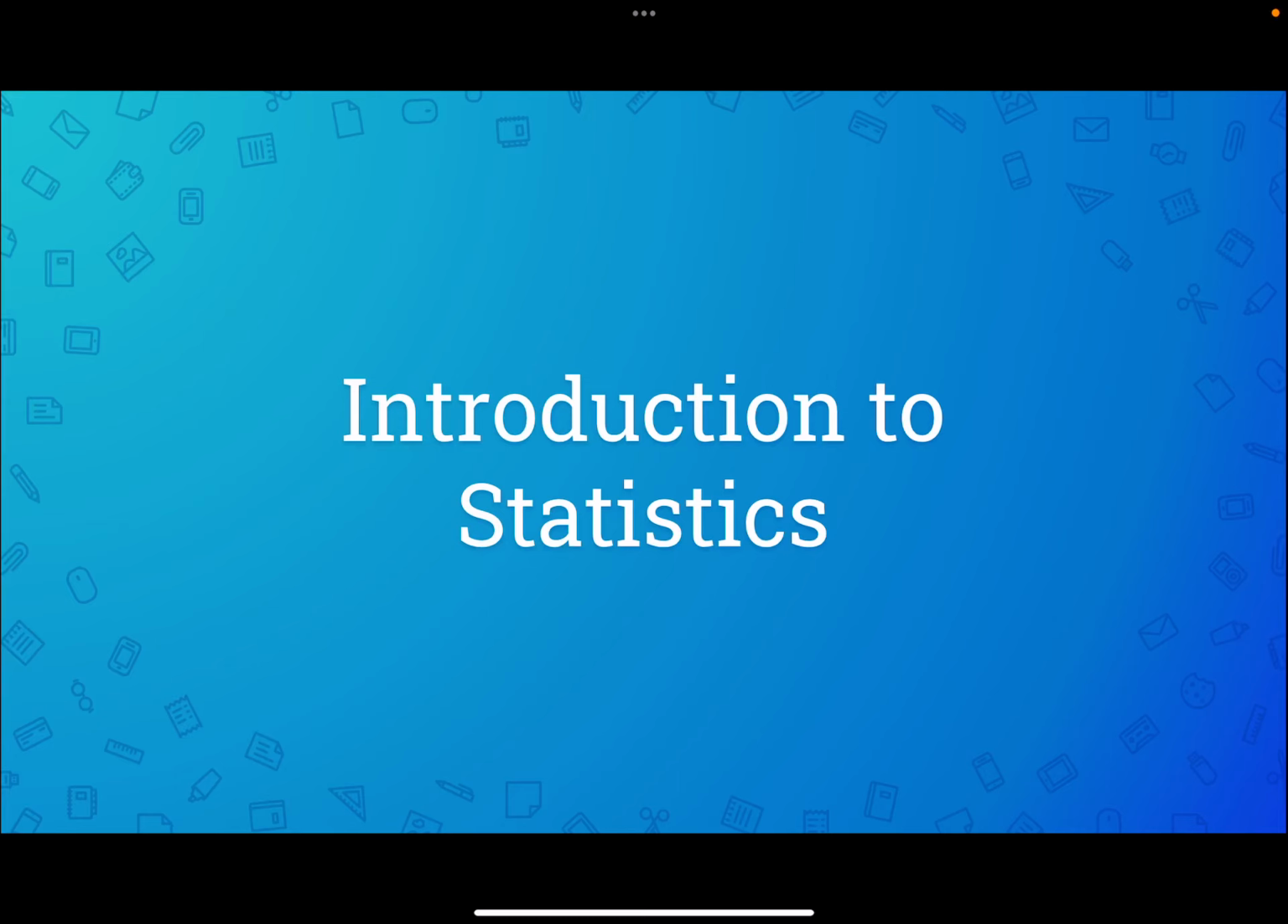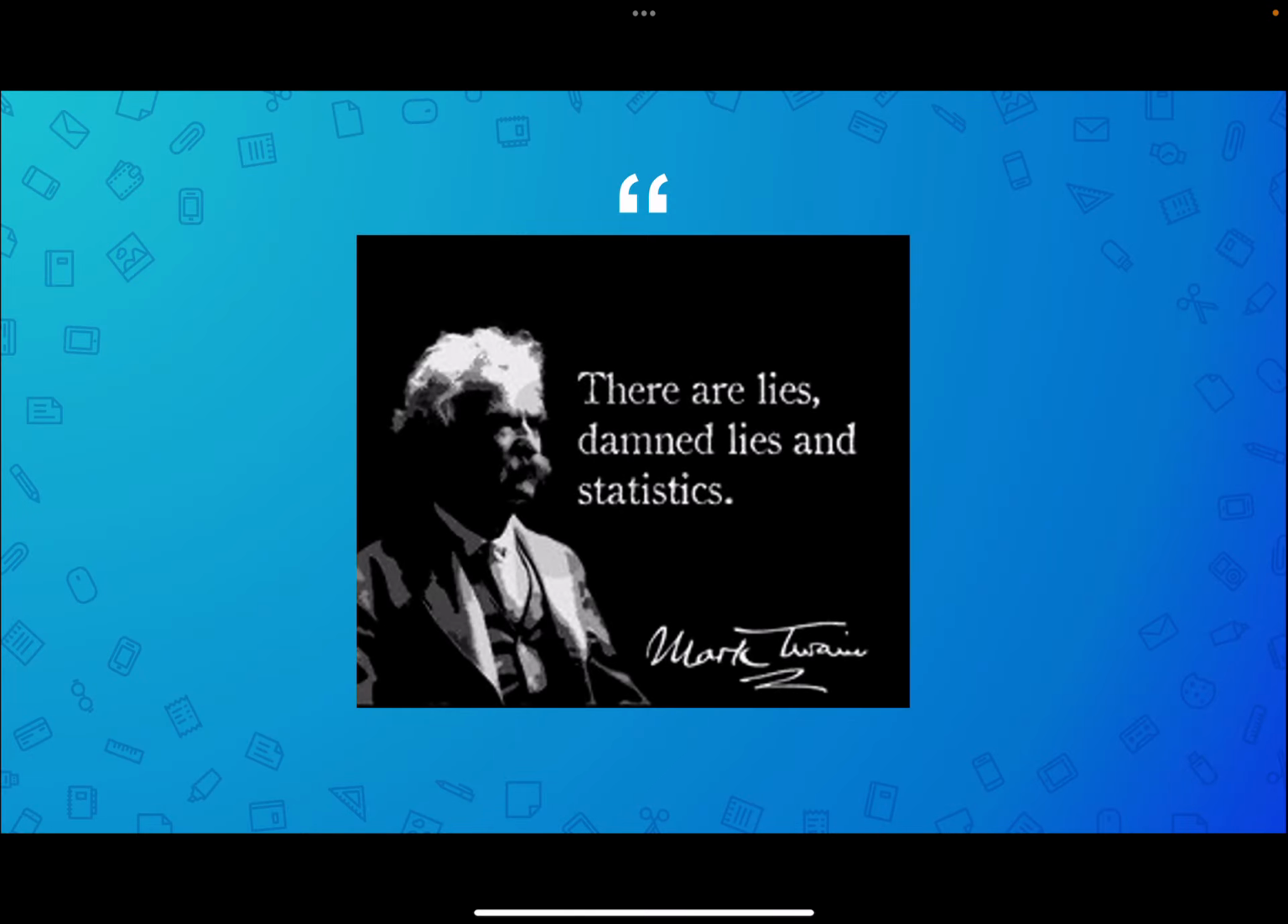Over the next few videos, we're going to be talking about statistics. In this course, we're only doing an introduction to statistics. Statistics is a very big branch of mathematics that allows us to make a good decision based on numbers, on evidence. This is a great quote by Mark Twain.